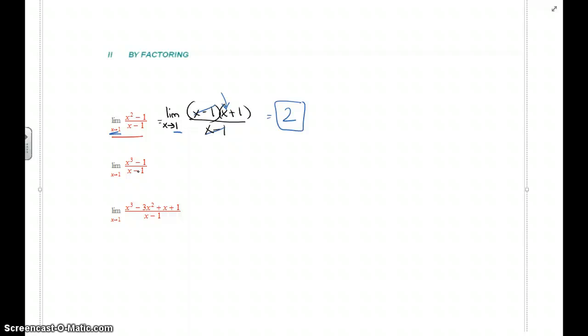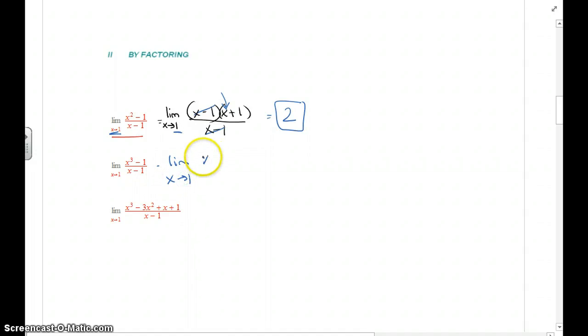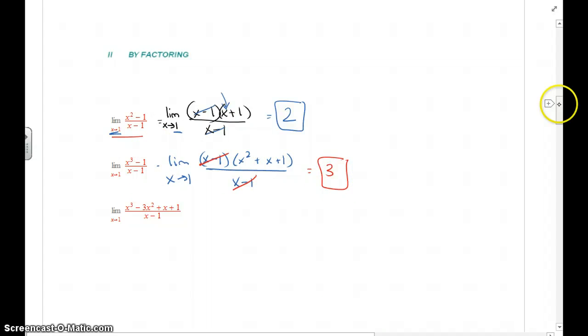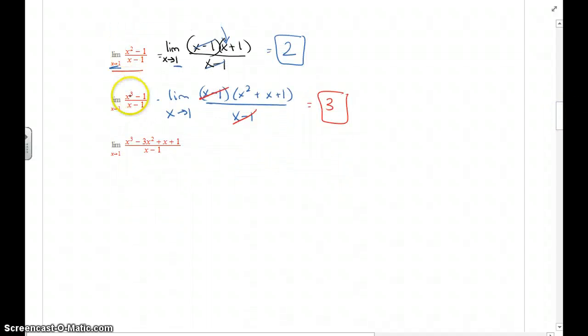cubes, you need to watch my other video, but I can rewrite this as the limit as x approaches 1 of x minus 1 times x squared plus x plus 1 all over x minus 1, and so I'm going to cancel out my x minus 1s again, and now I can just plug 1 in here. I've got 1 squared plus 1 plus 1, which is equal to 3, and my answer is 3. Once again, I got an indeterminate form at first, but then once I factored, I ended with an answer. So what do we think both of these graphs are looking like around x equals 1?